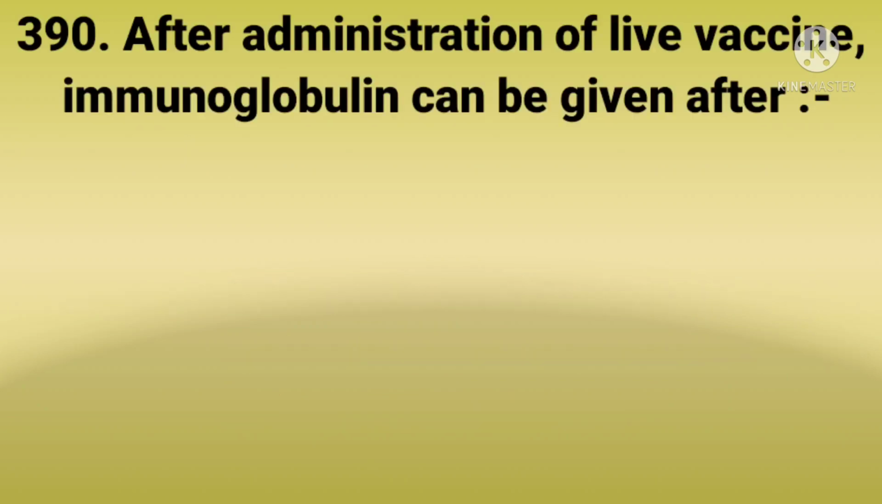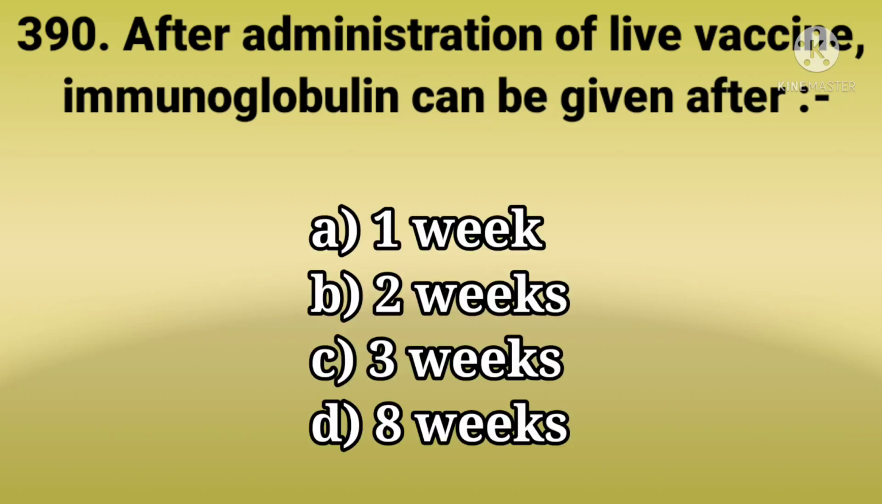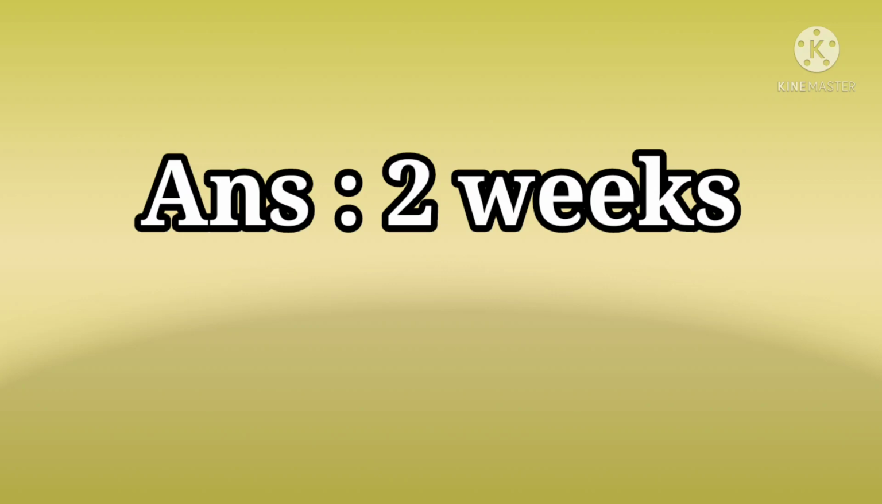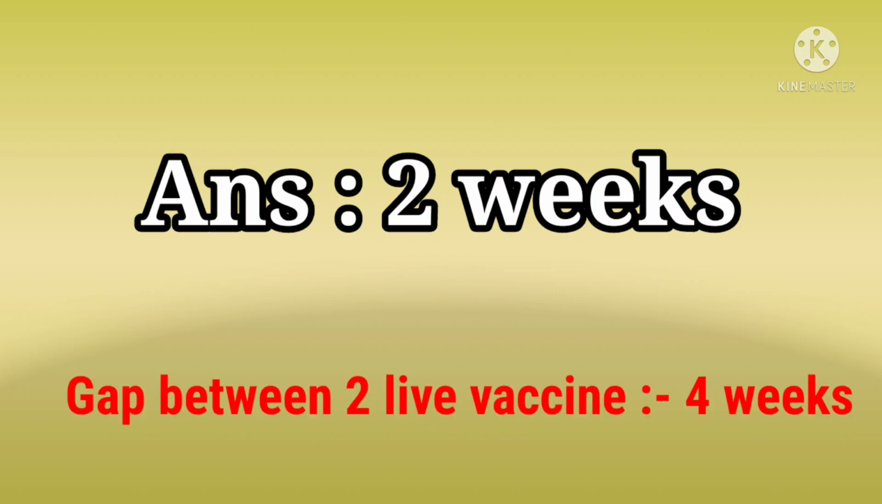The next question, after administration of live vaccine, immunoglobulin can be given after. The options are 1 week, 2 weeks, 3 weeks and 8 weeks. And the answer is 2 weeks. And the gap between 2 live vaccines is 4 weeks.